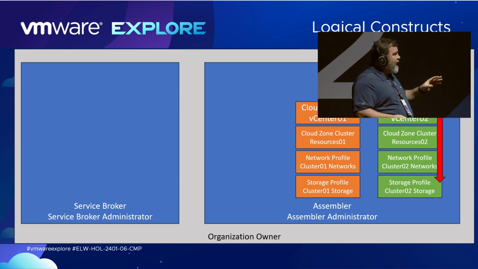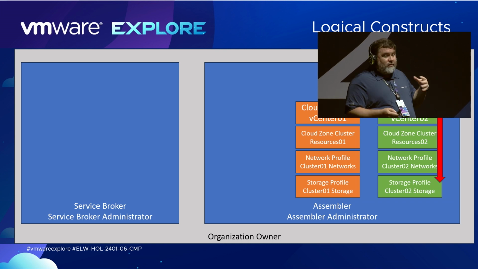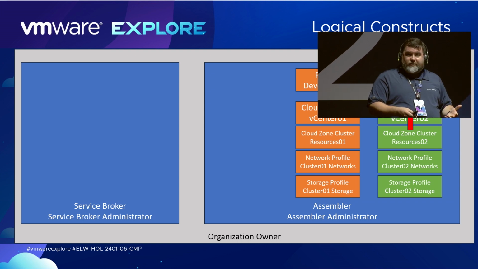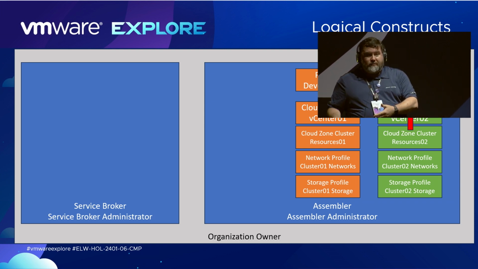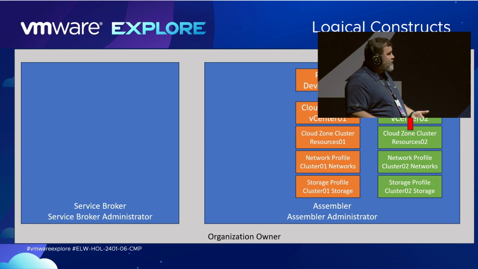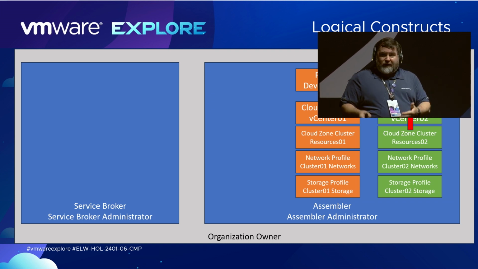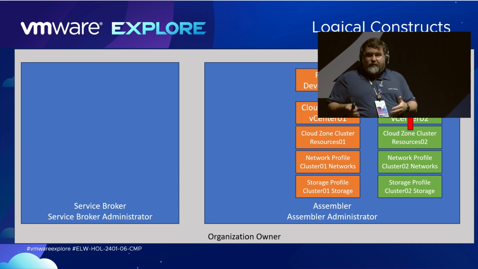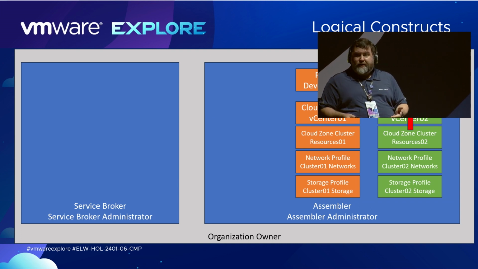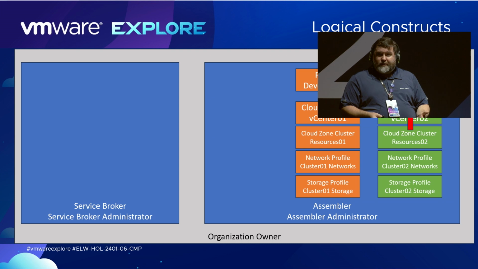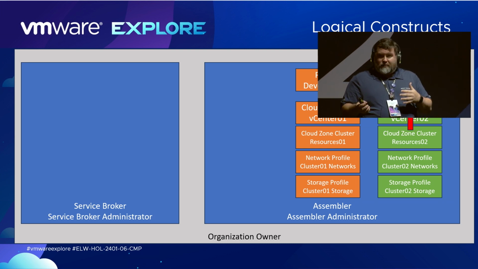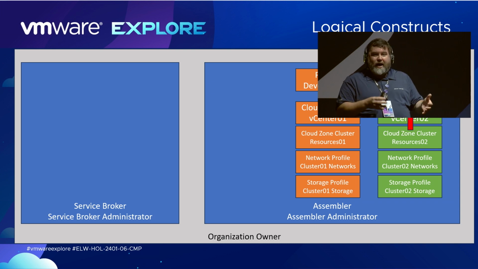Now, in this particular case, we would wind up wanting to create two projects, one for developers and one for production. And once you have your project created, you then map your cloud zone to that project, for this is the pool of resources that they would actually consume when they go to deploy workloads. So as the administrator, you get to plan for where and how you want these groups to be able to deploy.